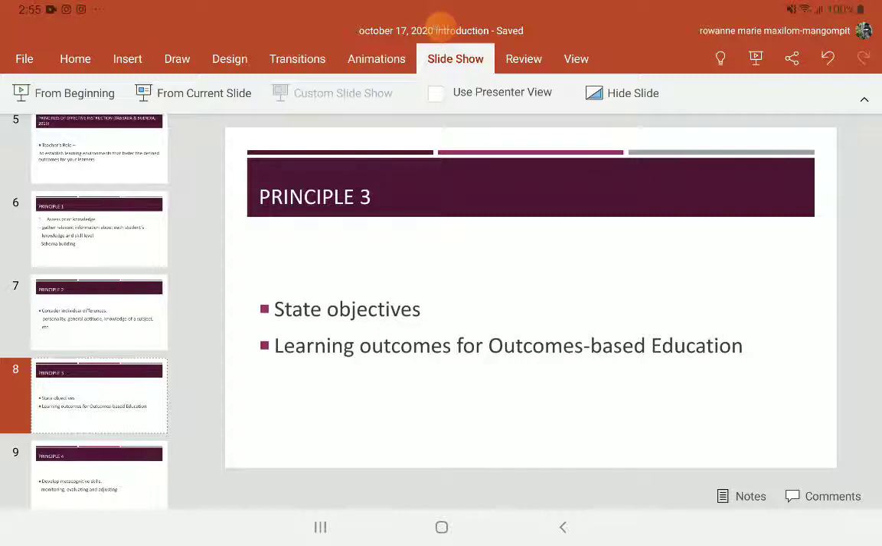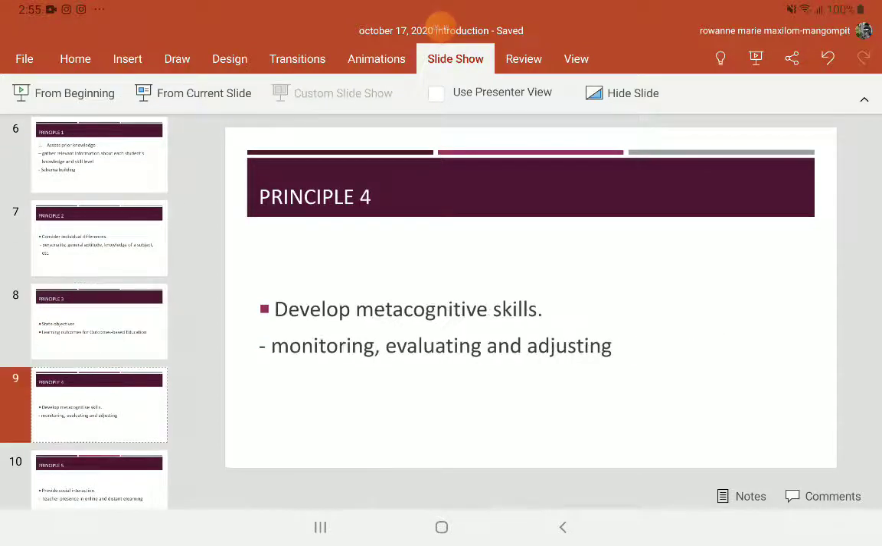So I'm using learning outcomes because I try to adhere to outcomes-based education. So instead of writing stated objectives, learning outcomes. And then number four, develop metacognitive skills. So let your students monitor.